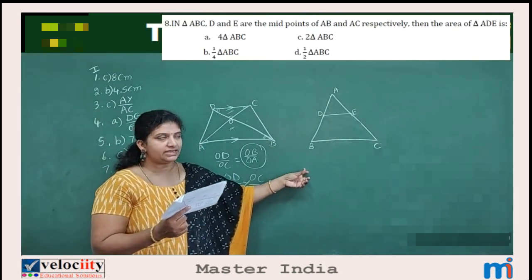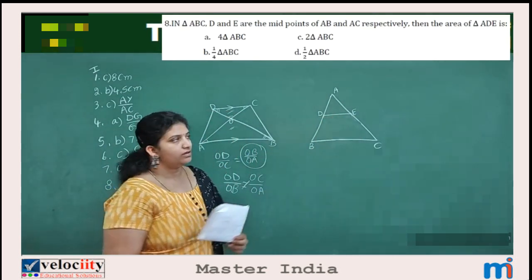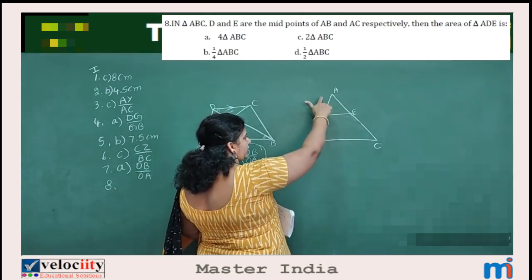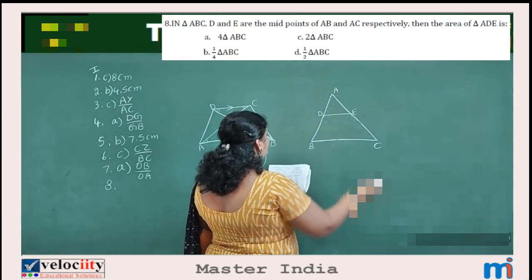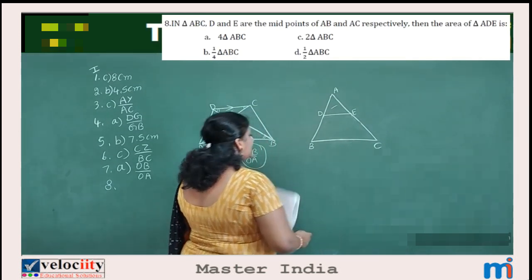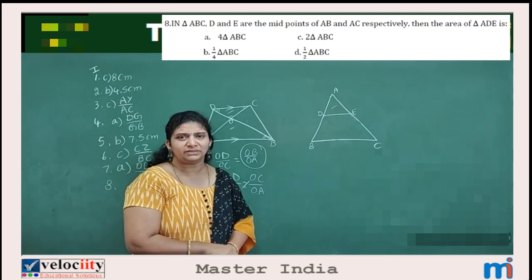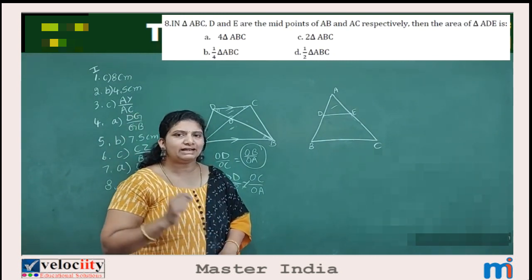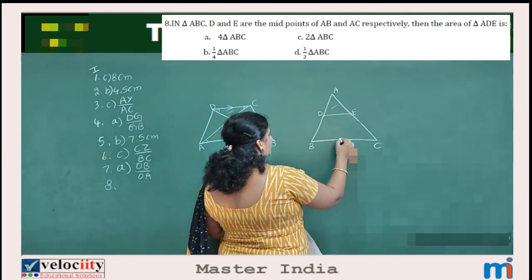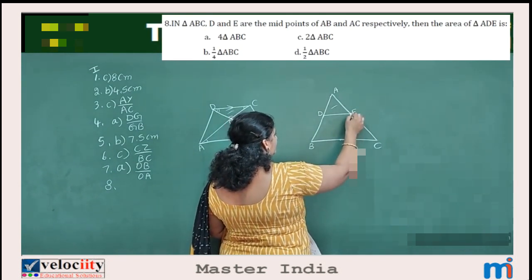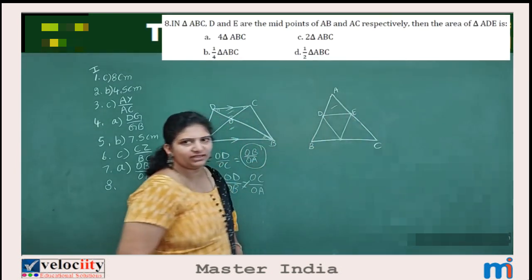8th one, in triangle ABC, D and E are the midpoints of AB and AC. In triangle ABC, D is a midpoint of AB and E is a midpoint of AC. Then the area of triangle ADE is equal to what? How can I find this one? So I remember in class 9 the midpoint theorem. At that time what I have seen, these two are midpoints. Suppose if I take a midpoint here, then I get another triangle. So this triangle is 1/4 of the big triangle.